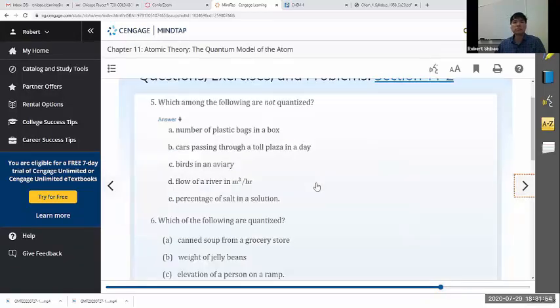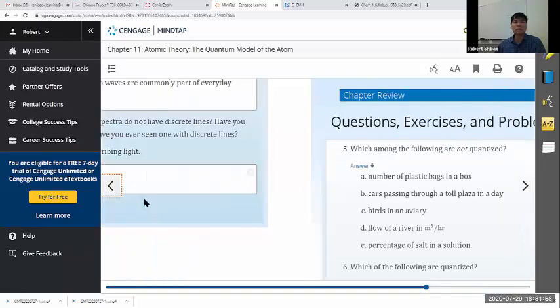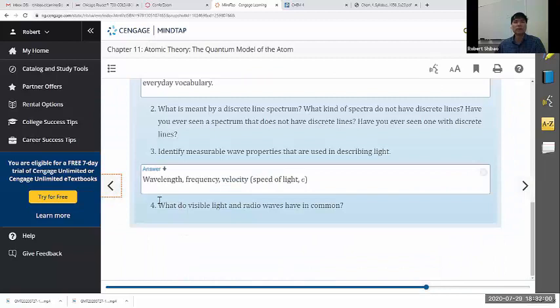We'll just do the ones with the answers. I mean, we could do all of them, but some of them do get problems. What do visible light and radio waves have in common? They move at the same speed, velocity.